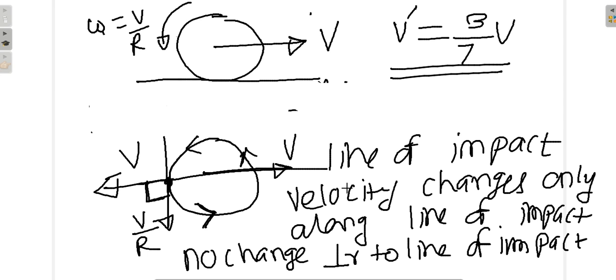I hope you have understood this concept very carefully. Please note that the change in the velocity occurs only along the line of impact. Perpendicular to the line of impact, there is no change in the velocity. So this v upon r, which makes omega in the anti-clockwise direction, even after impact it will continue to be in the anti-clockwise direction. So this sum becomes exactly same as sum number 85 after this particular concept has been explained.